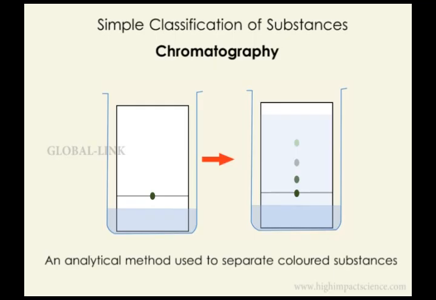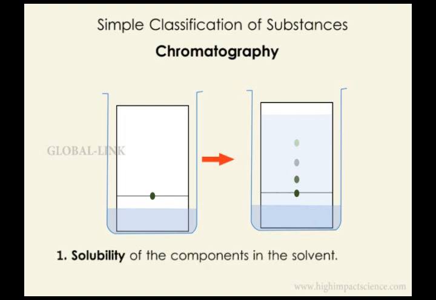The distance traveled by each component depends on two factors. 1. Solubility, or how well it dissolves in the solvent or the mobile phase. The more soluble the substance, the further up it moves. In this case, our sample is a mixture of three substances and each is carried over a certain height up the filter paper. The one that moves the farthest is the most soluble.